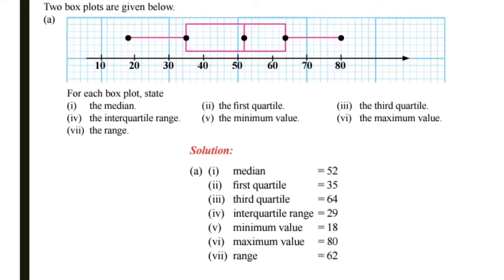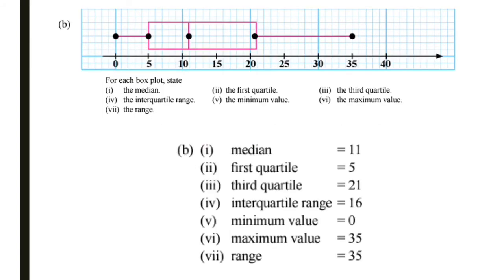And the minimum value is the data to the left, which is 18. Maximum value is the data to the right, which is 80. And the range is the difference between maximum value and minimum value. So 80 minus 18, which is 62.